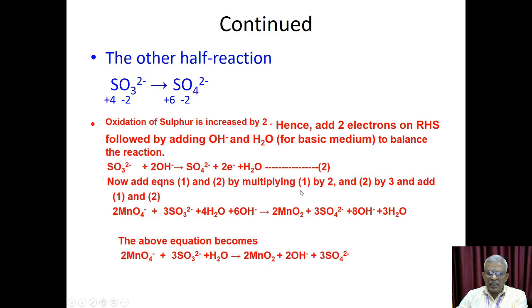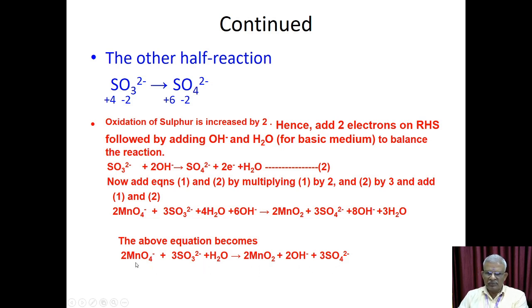Now add equations 1 and 2 by multiplying 1 by 2 and 2 by 3, and adding equations 1 and 2, you are getting this equation. If you simplify the equation, you are getting 2MnO4 minus plus 3SO3 2 minus plus water, so that you are getting this. If you count the number of atoms on the left hand side as well as on the right hand side, they are the same, and the charges also are the same.